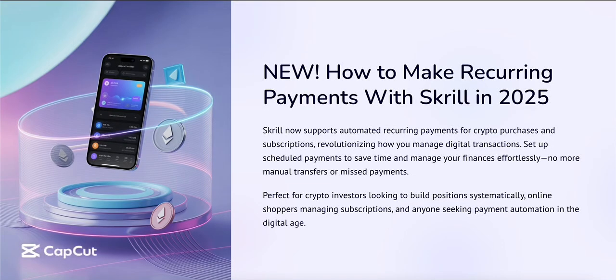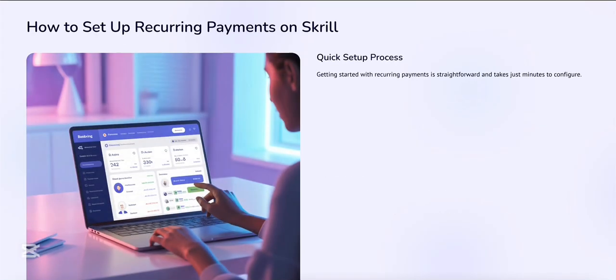If you want automatic recurring payments through Skrill for subscriptions, memberships, or services, here's the setup. Open your Skrill dashboard and go to Settings, Recurring Payment. Next, Skrill supports two types.